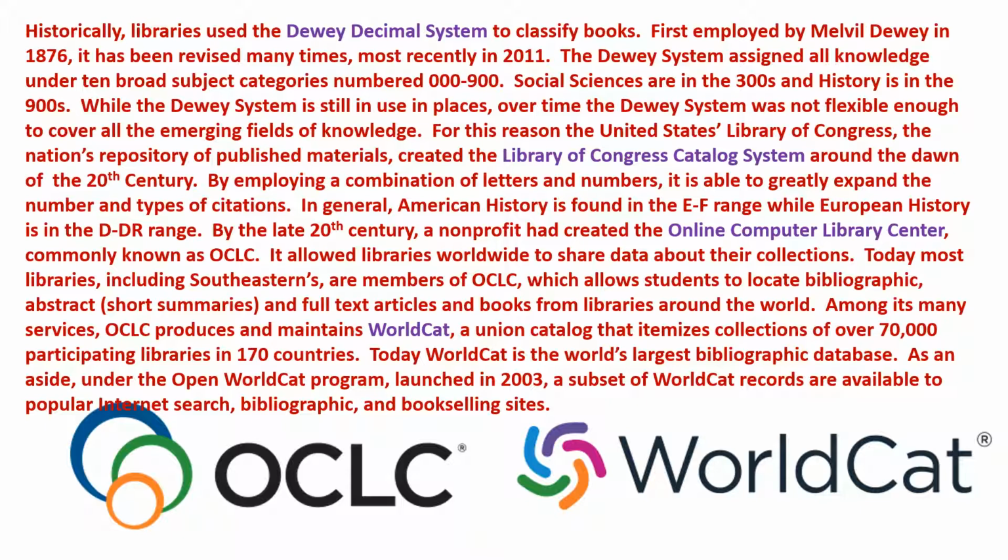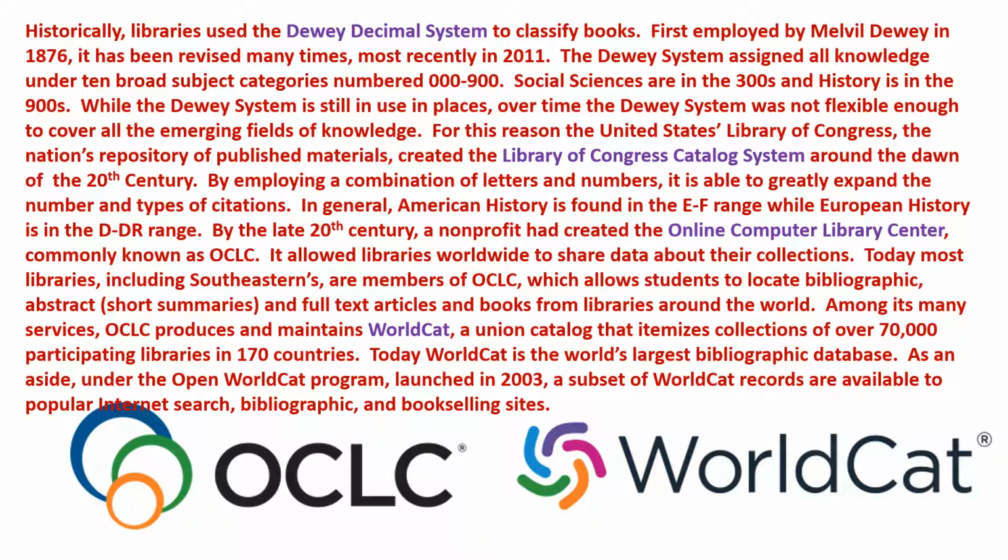For this reason, the United States Library of Congress, the nation's repository of published materials, created the Library of Congress catalog system about the dawn of the 20th century. By employing a combination of letters and numbers, it's able to greatly expand the number and type of citations. Catalogs, that is. In general, American history is found in the E-F range, while European history is in the D to DR range.